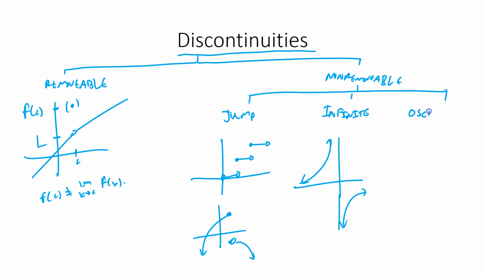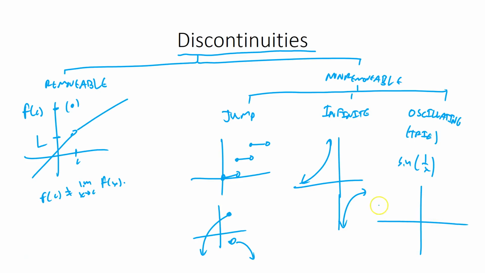The last one are called oscillating. These are kind of weird discontinuities. If you start exploring these graphs like on Desmos, really weird stuff happens. But oscillating discontinuities always happen with trig functions. And usually it's stuff like sine of 1 over x or cosine of 1 over x. As you get really close to 0, this is always defined except for at 0 itself. But the weird thing is it oscillates faster and faster and faster.